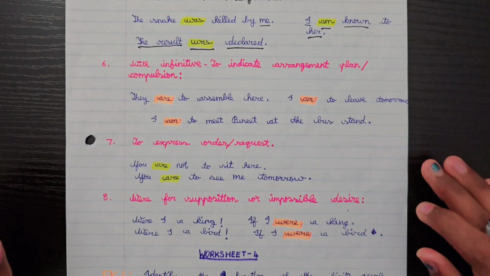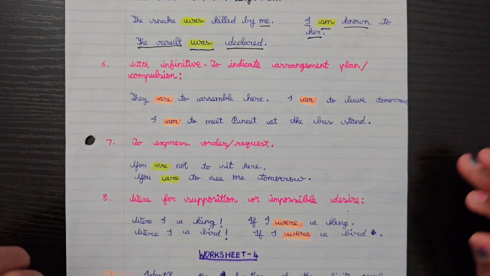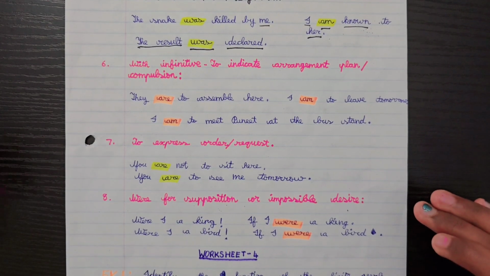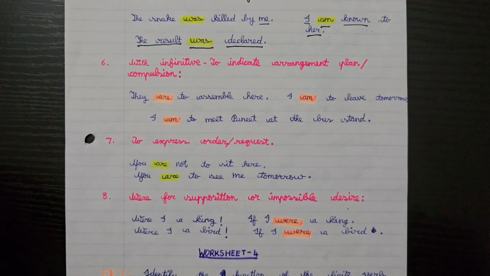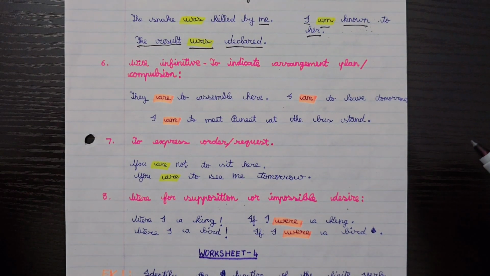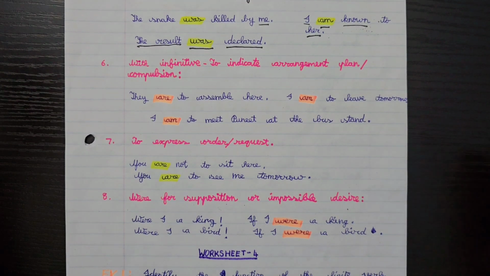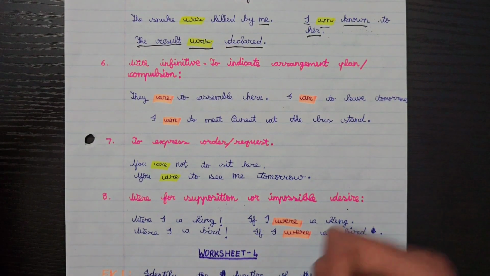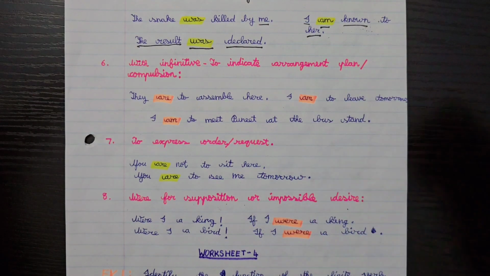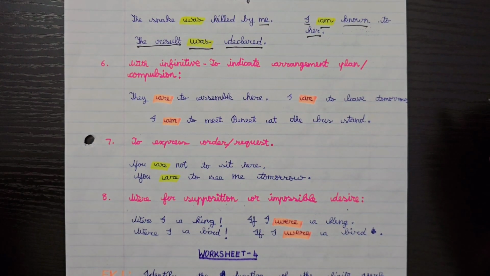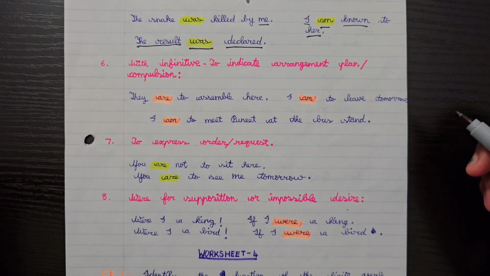Sixth function: with infinitive to indicate arrangement, plan or compulsion. So in this function, the special finite verbs function to indicate arrangement or plan, like something is pre-planned, already planned, and compulsion, like you have to do this, you have to do that. So for example, they are to assemble here. So in this sentence, are is the special finite verb. It is indicating a compulsion, like they are to assemble here.